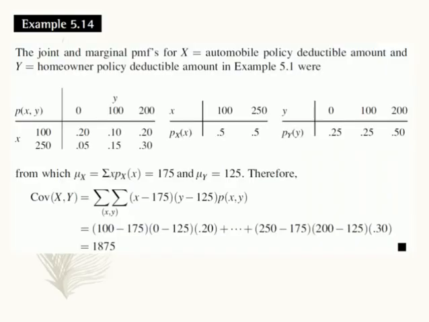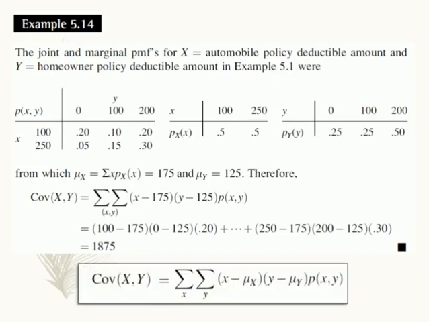So in your textbook, they give you this example where they've used the definition to calculate the covariance. So mu x is just the mean of x, the way you know it from chapter 3. So it's x p(x). So you use the marginal distribution to find this 175. Mu y, you also use the marginal distribution in the same way, and you get 125. So if you plug in x minus 175, y minus 125, this is what you get. So you just need to evaluate this for every possibility of x and y.